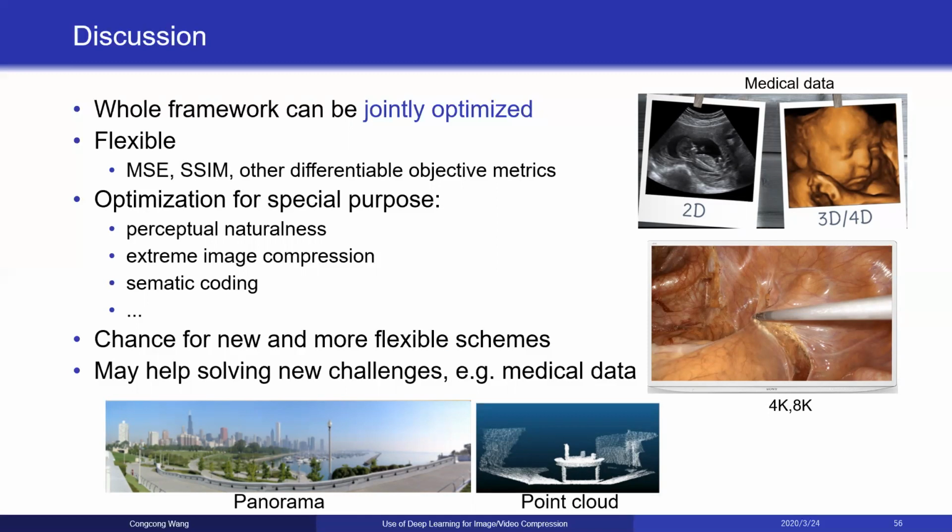Also, the new techniques bring new types of data, like depth data and point clouds, especially, for example, in the medical domain. The 4K, 8K displays used in operating rooms, and also the 3D ultrasound, have large amounts of data. And they also have very high standards for image quality. They require near lossless compression. This brings challenges for the classical compression techniques. Maybe deep learning is a promising tool for those new challenges.